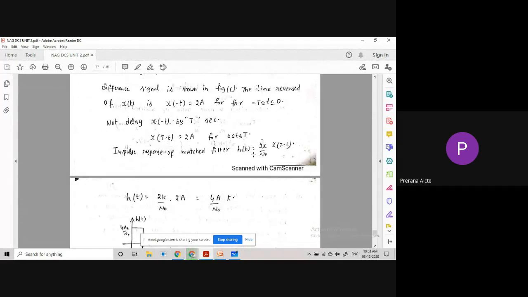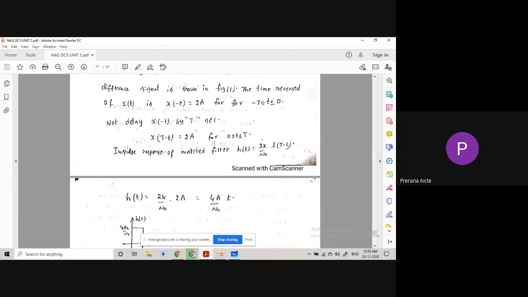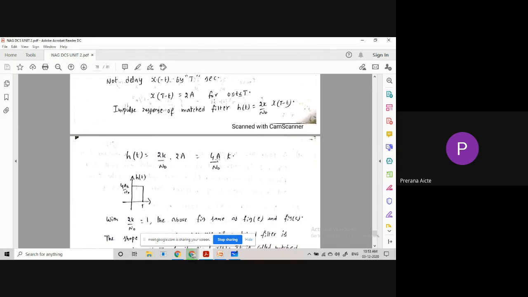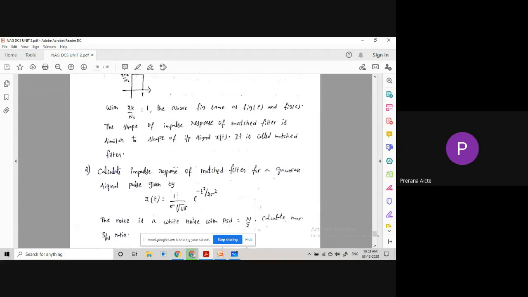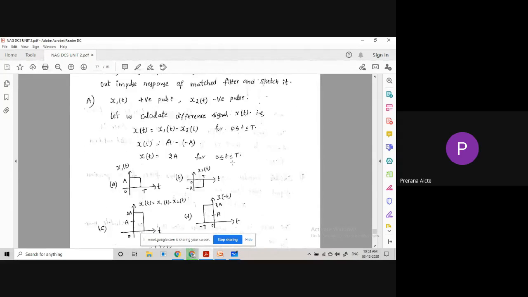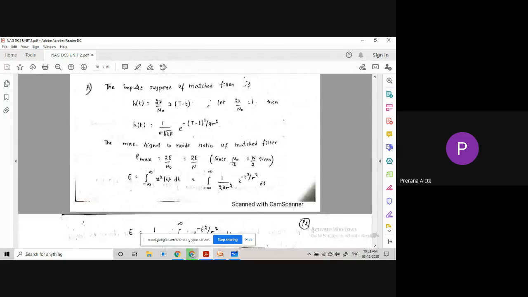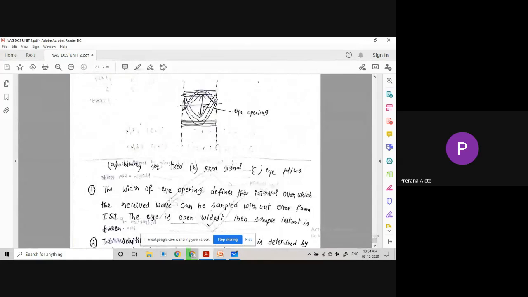So finally, what is the impulse response of the matched filter? 2k by N naught into x of T minus t, right? So 2k by N naught x of T minus t. What is the amplitude? Which is 2a. So simply 2a times 2k by N naught, which is 4ak by N naught. This is the diagram for the impulse response of the matched filter having bit duration 0 to T, amplitude 4ak by N naught. That is the impulse response of the matched filter for any given data. That is about your matched filter.